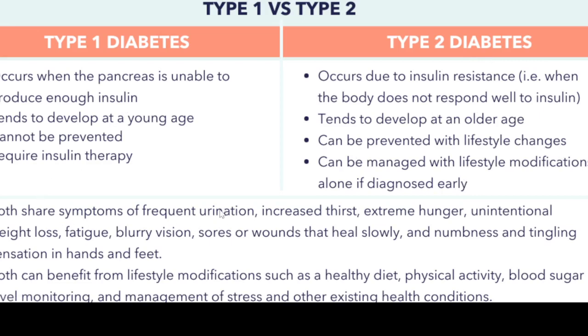Both share symptoms of frequent urination, increased thirst, extreme hunger, unintentional weight loss, fatigue, blurry vision, sores or wounds that heal slowly, and numbness and tingling sensation in the hands and feet. Both can benefit from lifestyle modifications such as a healthy diet, physical activity, blood sugar level monitoring, and management of stress and other existing health conditions. So if you're at risk of diabetes, or you have a high sugar diet, eating a lot of sugary stuff could cause problems with your body's ability to balance that. Eating healthy and getting exercise is the recipe to stay healthy for a lot of things.